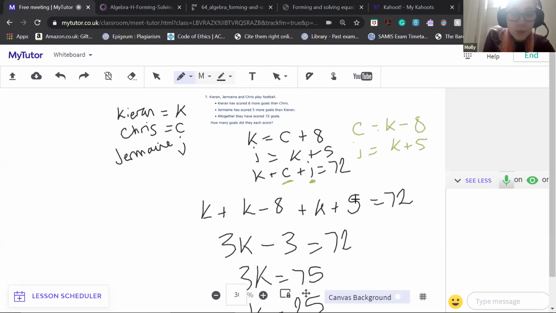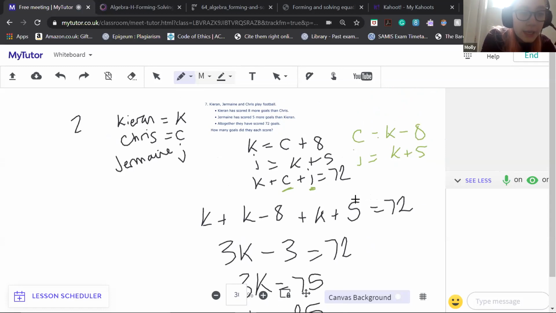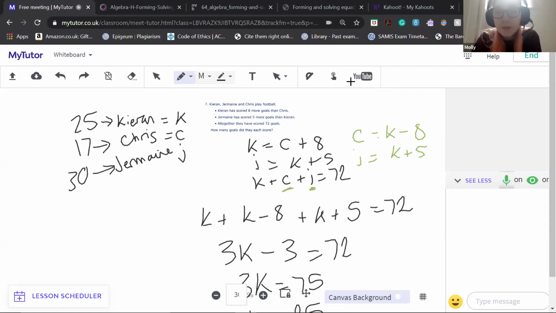So then we can fill in everything here. If we know that K is 25, we know that Kieran scored 25. Kieran scored 8 more goals than Chris, so Chris must have scored 17. And Jermaine scored 5 more goals than Kieran, so he must have scored 30. And there's the answer to the question. And lots of people were getting that throughout, which is really, really good.